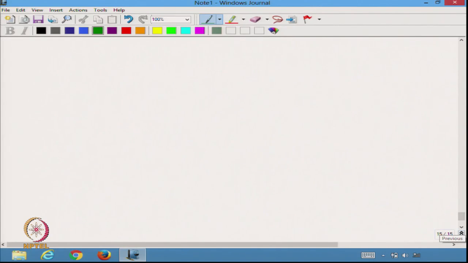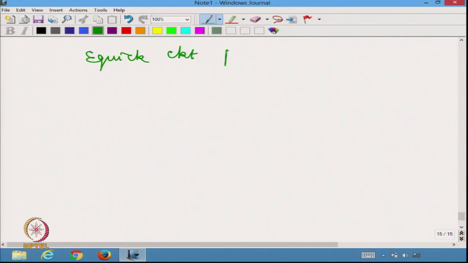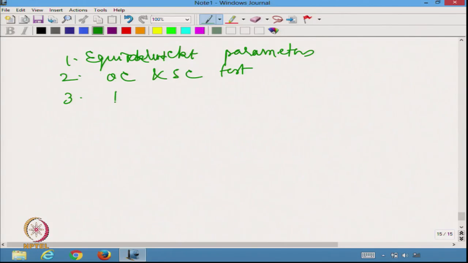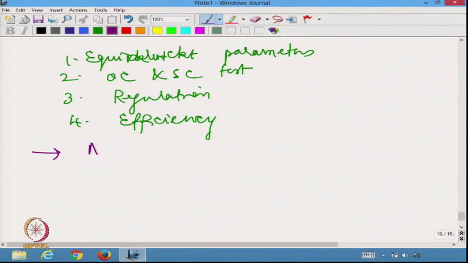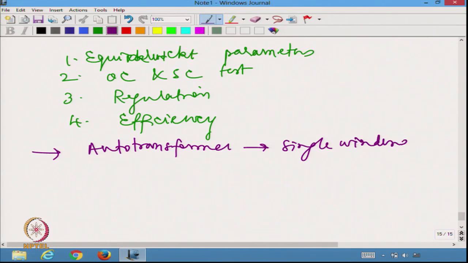So, this completes our discussion on what we had seen so far: equivalent circuit parameters, OC and SC test, regulation, and efficiency. Now, a few more topics that are pending that we need to address are the auto transformer or a variac, how we are going to really connect it. This will be a single winding transformer. We will be looking at this.